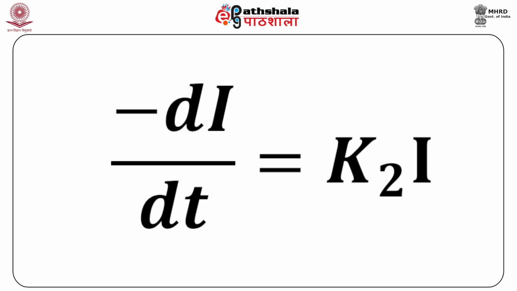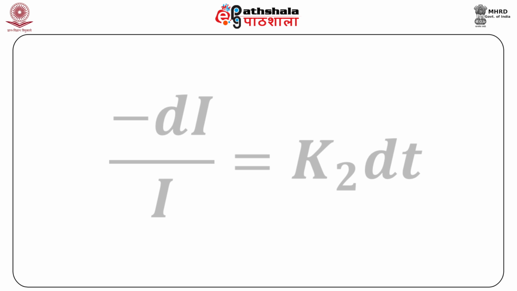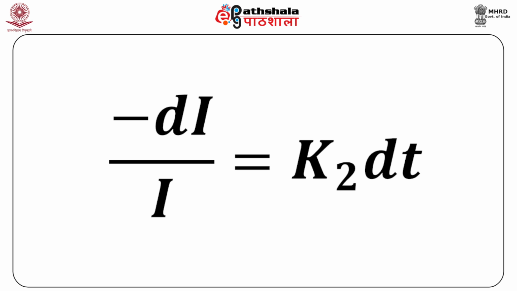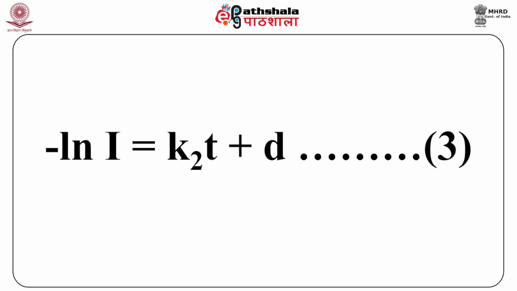Introducing the constant of proportionality K2, the equation can be written as minus dI by dt is equal to K2I. The terms are rearranged to give minus dI by I is equal to K2 dt. On integrating the above equation, we get minus ln I is equal to K2t plus D. This is the equation where D is the integration constant.